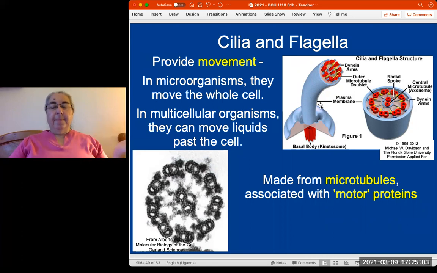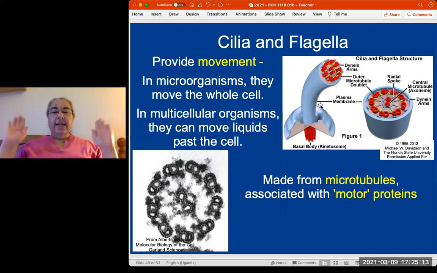So in microorganisms, single-celled organisms, the flagellum can move the whole cell. In multicellular organisms, cilia can make things move past the cell. So for instance, the human gut is lined with cells with many cilia on the outside, which help the movement of liquids through the gut.